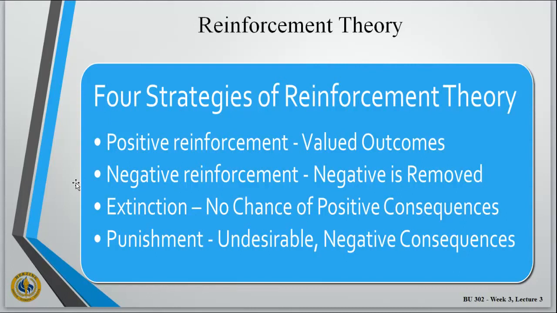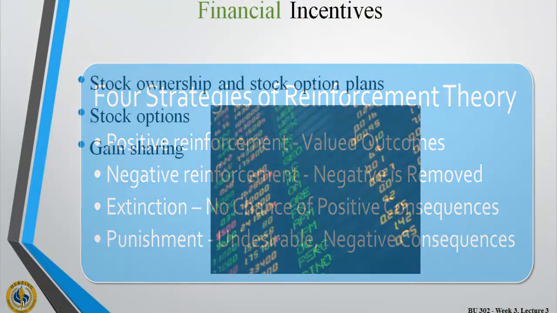Many managers use reinforcement theory in the form of rewards for good performance and punishment to maintain discipline. Extinction is used for disruptive behavior or breaking rules. Avoidance motivation is rarely used in organizations.